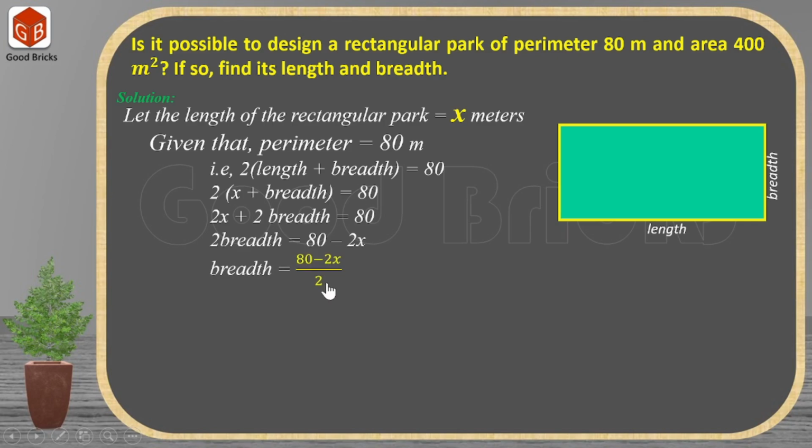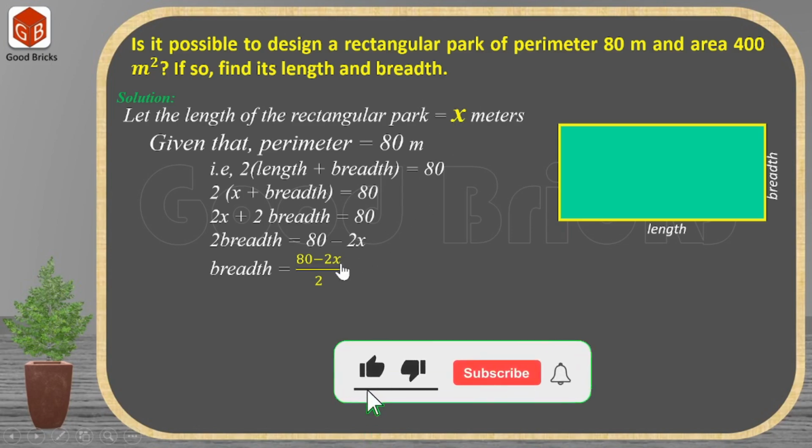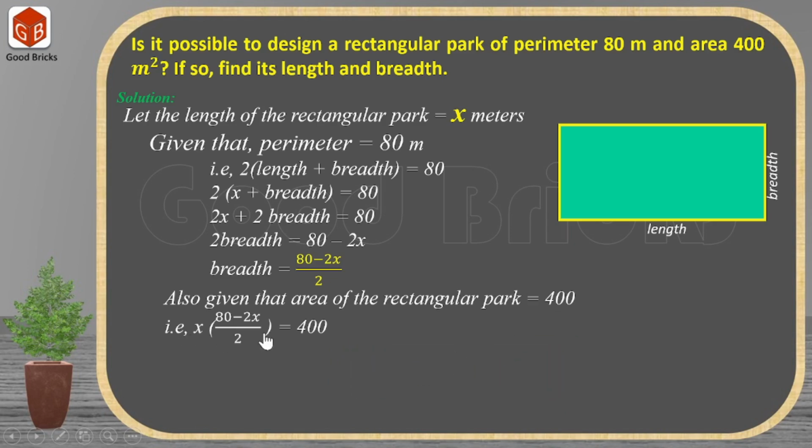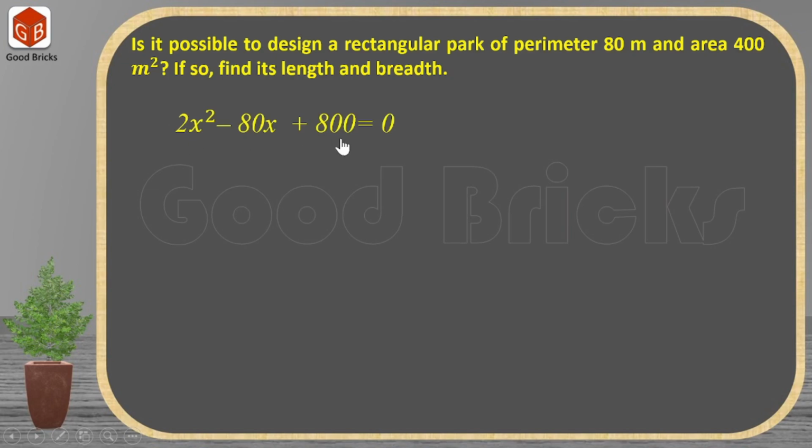Now you all know that area of rectangle is length into breadth, so length is this, breadth is this. When you multiply these two, you will get 400, because they have given in the question area is 400. And when you solve this equation, you will get the required quadratic equation as shown here on the screen. Finally, we got the quadratic equation for this given situation, but they are asking, is it possible to design a rectangular park? It means, does this quadratic equation have real roots or not? If it is not having real roots, then we can say it is not possible. If it is having real roots, then we can say it is possible to design a rectangular park.